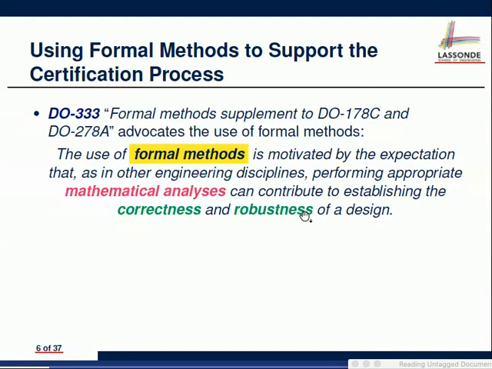Yes, exactly. Correctness simply means that, given certain requirements for your software, you can conform to them. Robustness means you can handle any exceptional scenarios. Exactly right. Okay, good. Anyway, formal methods can definitely help you deal with that.